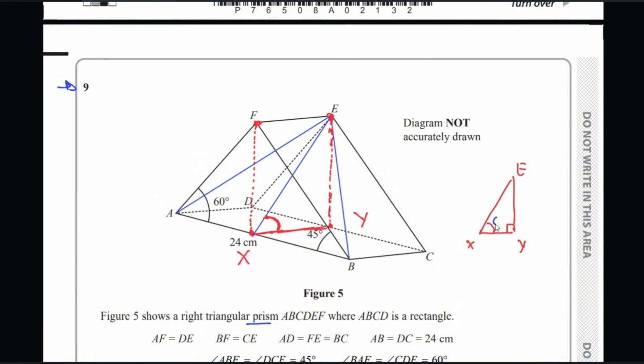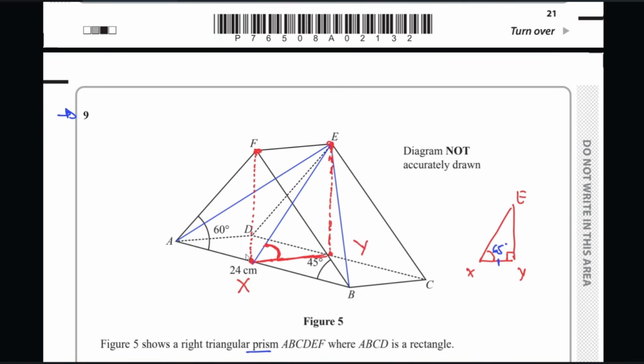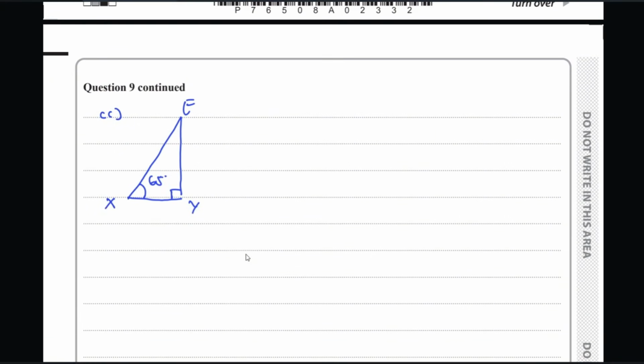So we know that this is 65 degrees. We want to find XY. Can we find EX or EY by using something else? Maybe we can calculate EY somehow. So let's think about the triangle AFB. Let me redraw the triangle AFB.